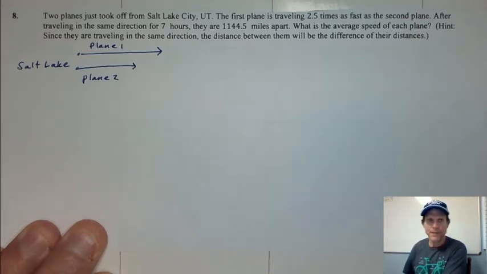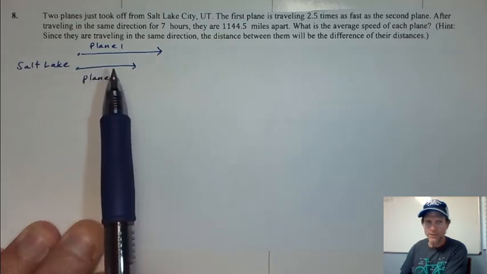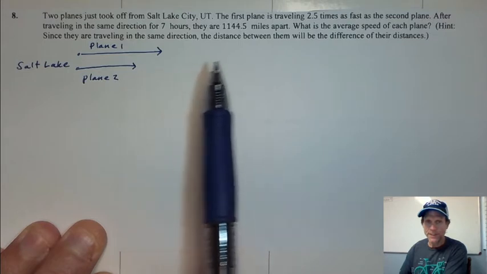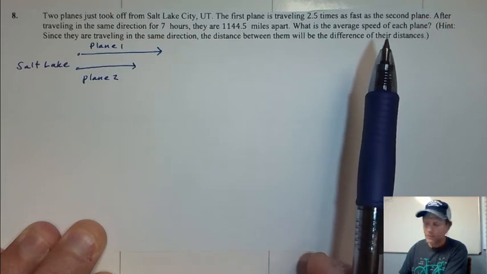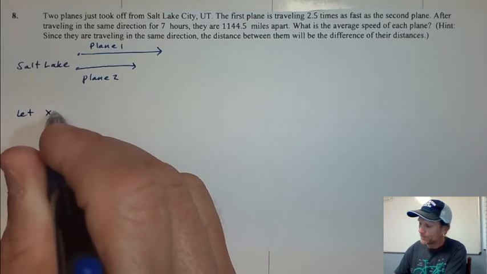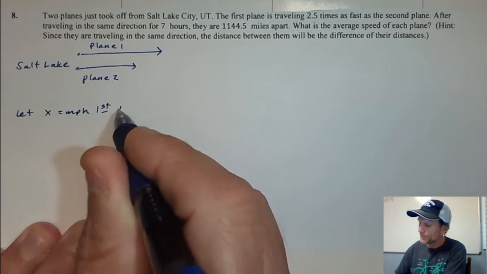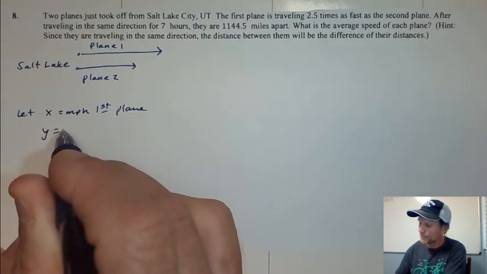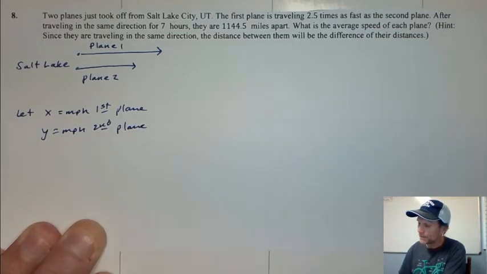Okay, looking at number 8 in 9.4, this is one of the tougher ones for many students. It talks about two planes that leave a certain place and then travel in the same direction. And the statement here says, what is the average speed of each plane? So that helps me decide. I'm going to let x equal the MPH of the first plane, and then I'm going to let y equal the MPH, the miles per hour, of the second plane, right?